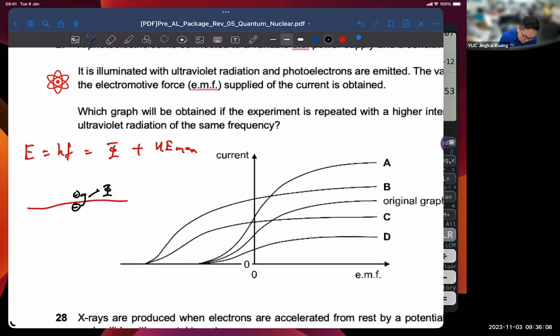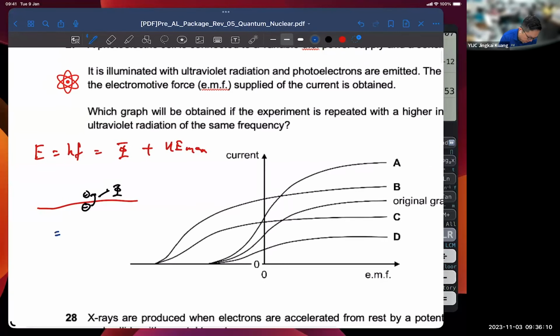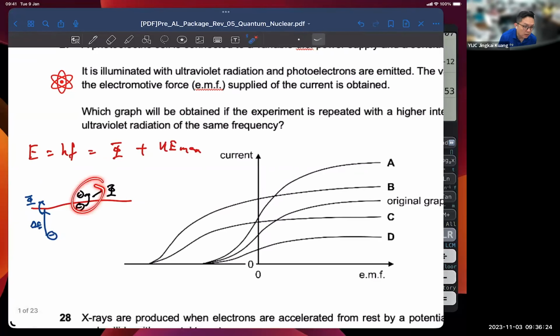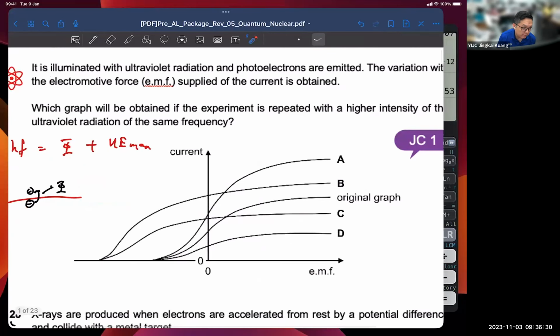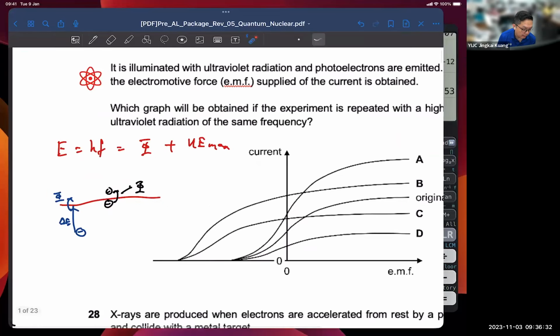Of course, if you have an electron that's buried deeper down here, for it to come up to here you need some energy first. This is delta E. Then come up to here, you need the work function. So obviously this one will not have so much KE as compared to this one here. All right, then this graph here is for the individual electrons.